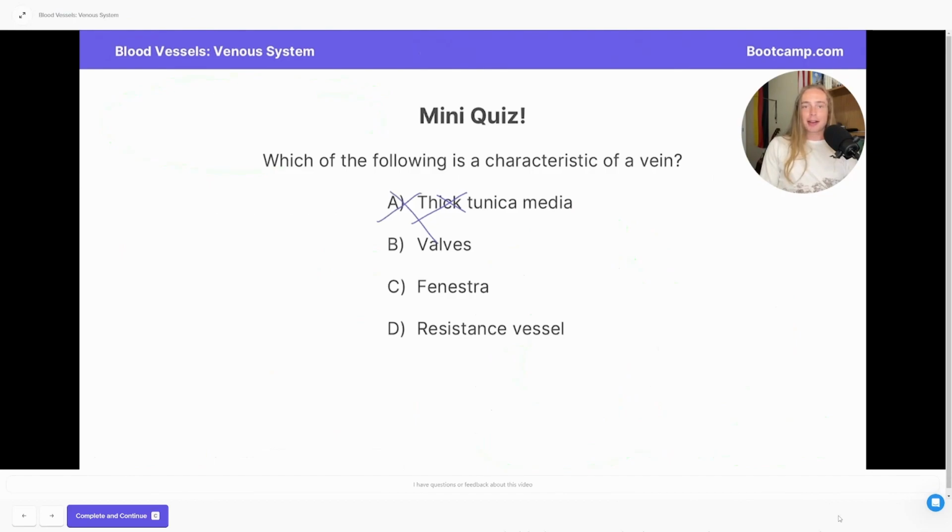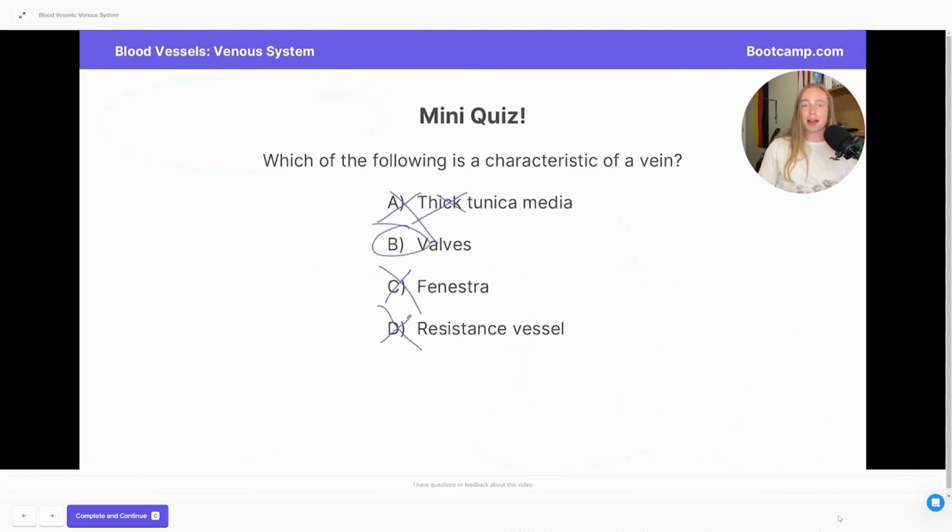C says fenestra, and remember, fenestrations are just small holes that are found within capillaries, not veins. And lastly, D says resistance vessel. So remember, arterioles, where there was the greatest decrease in pressure, are going to be our resistance vessel. Veins, on the other hand, are capacitance vessels. So this confirms that B is the correct answer.